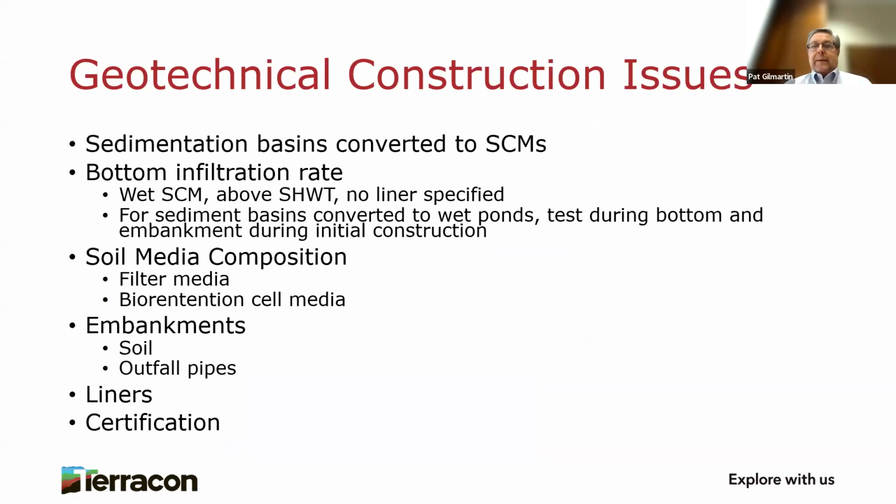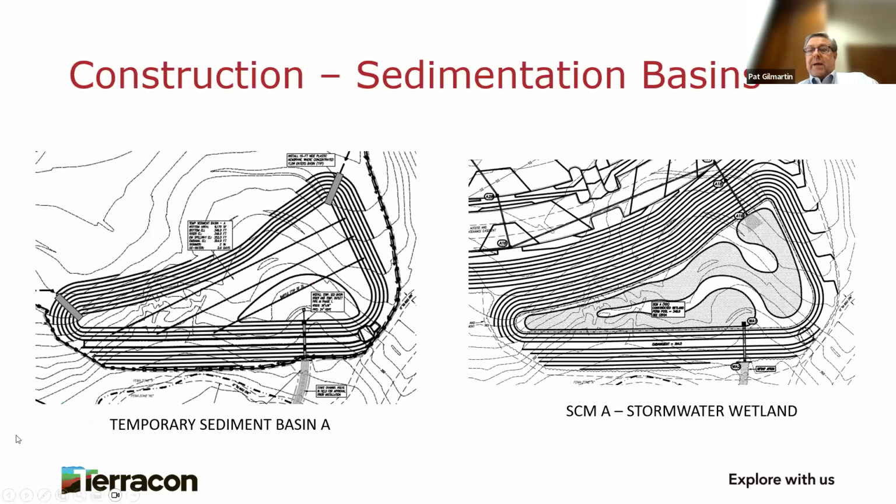And we've been talking about design, but during construction, there are multiple geotechnical issues that need to be addressed as well. These are going to include sedimentation basins, which are converted to stormwater control measures, the bottom infiltration rate, soil media composition, embankments, liners, and certification. Temporary sedimentation basins are often used for erosion control during construction, and they're often converted to permanent stormwater control measures such as wet ponds or stormwater wetlands near the end of construction.